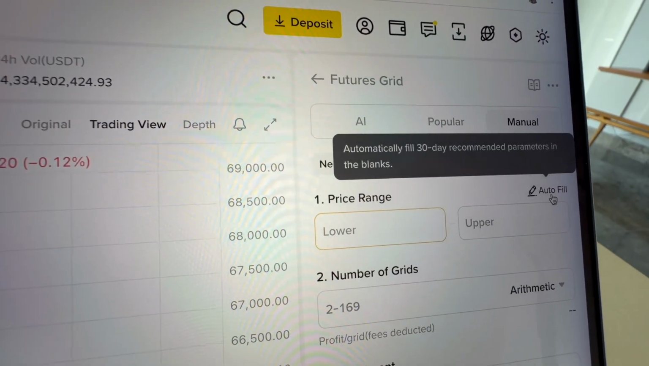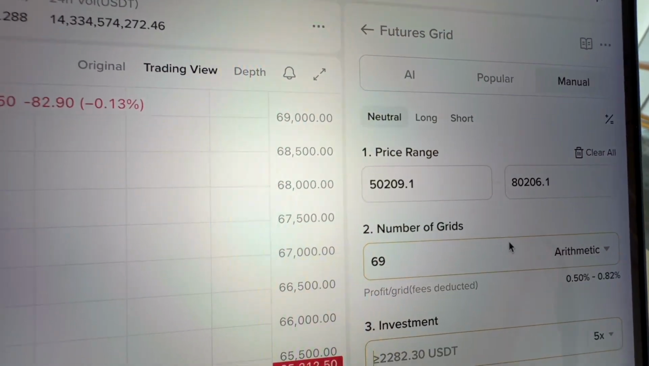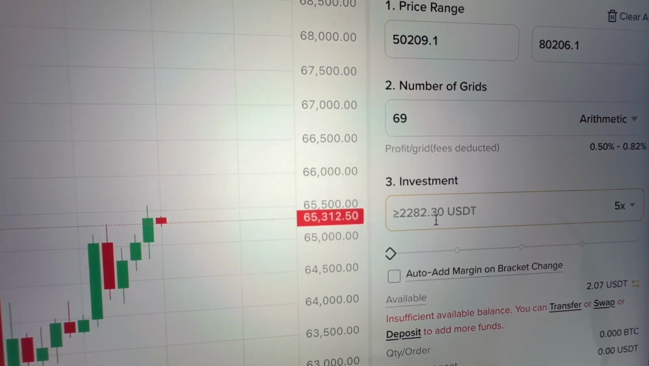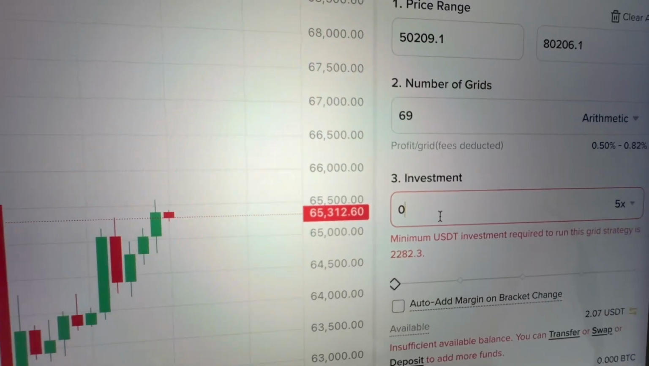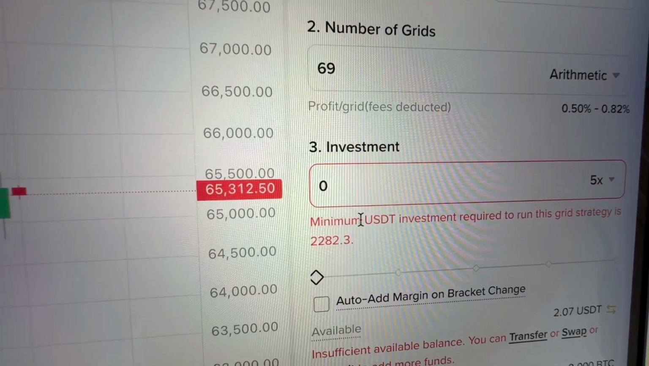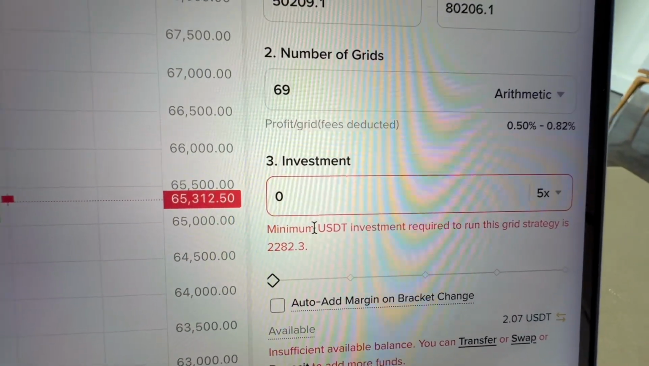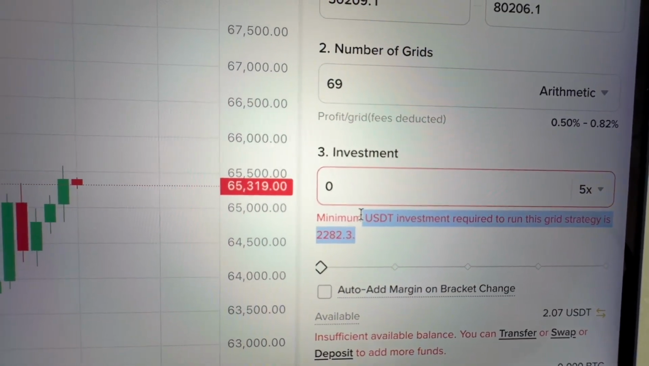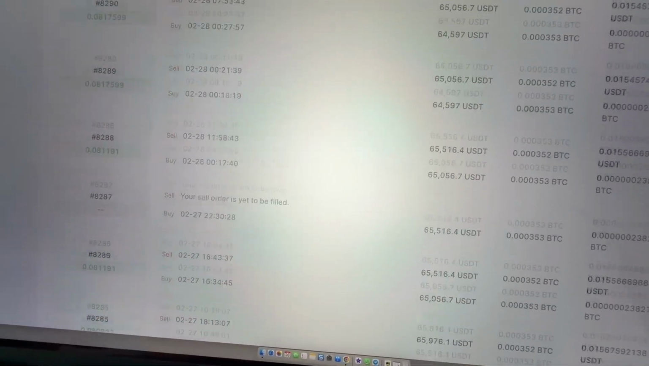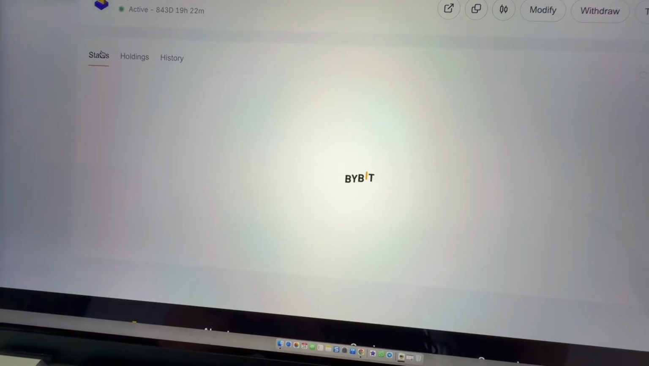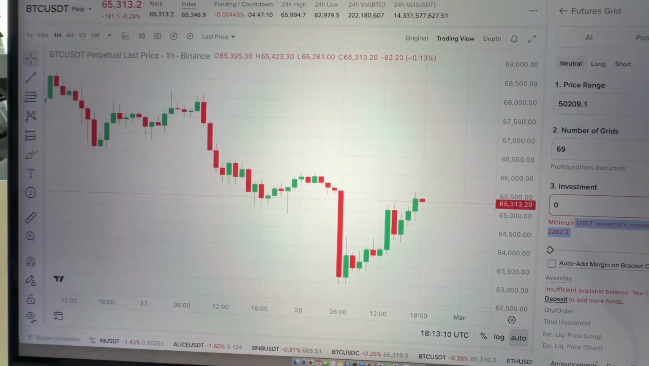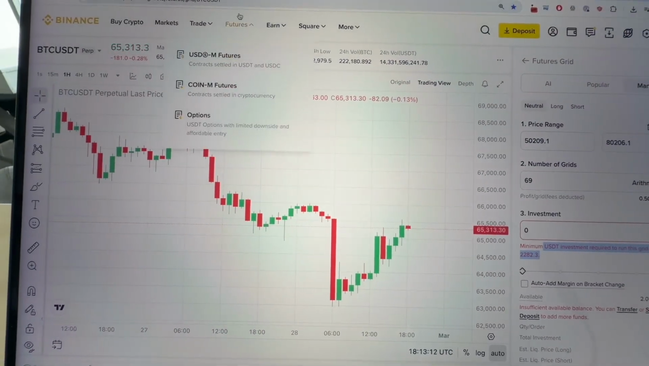Just to give you an example, by clicking this autofill, you can see it fills out the details. And now if you look at the minimum investment, Binance usually requires a much higher minimum than BYBIT or other platforms. For example, here you can see minimum with these numbers is more than 2,200 USDT. And I'm quite certain that on BYBIT you could invest even with 10 times less, or at least 5 times less. That is based on my own experiences, as I have shown you in my previous videos.